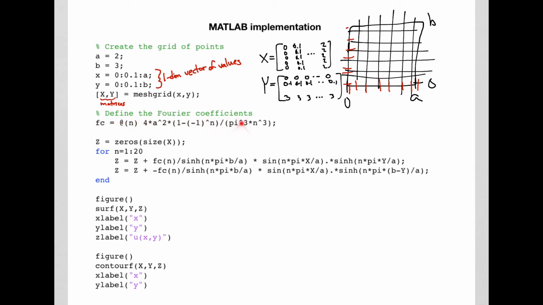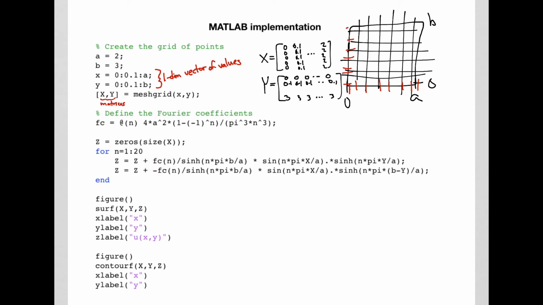Alright, so where are we? Next, let's define a function that will calculate my Fourier coefficients. This is just for notational simplicity. FC is the name of my function. The at symbol with n in parentheses means FC is defined as a function, and it has one argument, n, and then the formula that I give is the value of the function. And we use that down here in our loop.